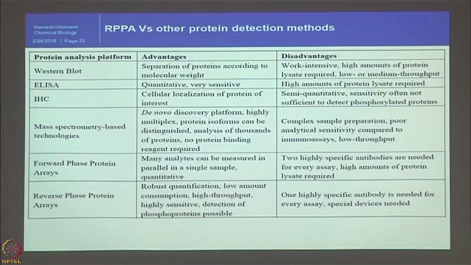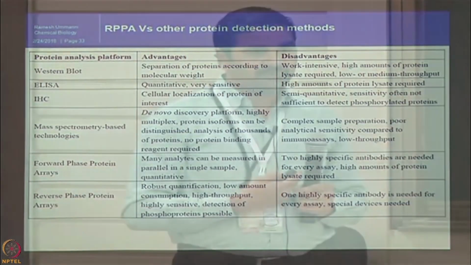Then IHC gives cellular localization of the protein of interest. It is also semi-quantitative, and the sensitivity is often not sufficient to detect phosphorylated proteins. Only very few copies of phosphorylated proteins will be there in the cell, and then it is very difficult to look at them in the IHC.